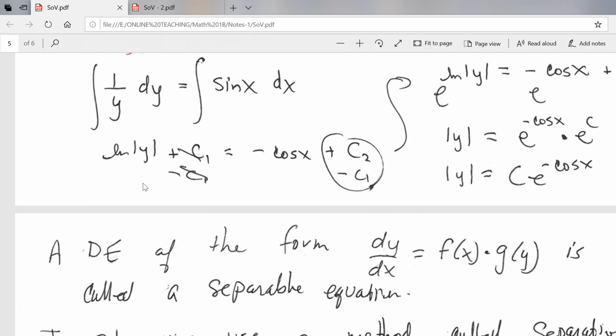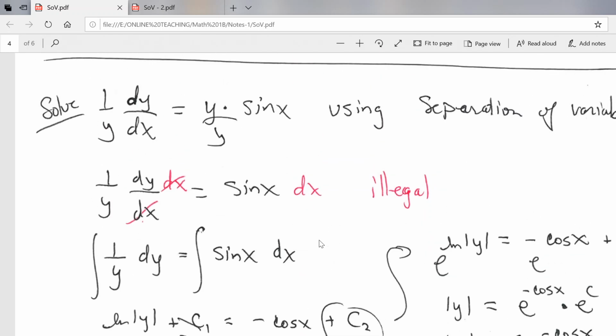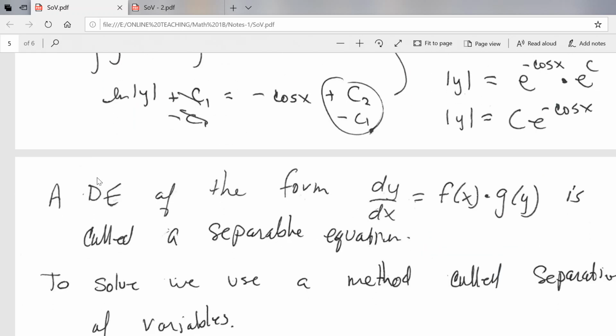Okay, so that is the process of separation of variables. But how do you actually get there? So here's the deal. A differential equation of the form dy/dx equals f of x times g of y is called a separable equation. So it has to be multiplied in there. If it's added, you'll never be able to separate it. And so you must have it multiplied in there.